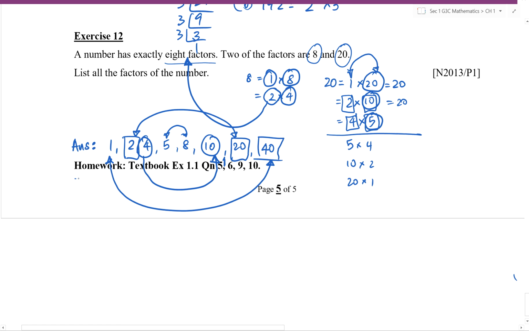Okay, please take note over here. Homework, textbook, exercise 1.1, question 5, 6, 9, and 10. So, you need to refer to your textbook, exercise 1.1. Do these 4 questions on foolscap paper. And when you answer the questions, at the end of it, flip to the last page of your textbook and self-mark. If it is correct, give yourself a tick.